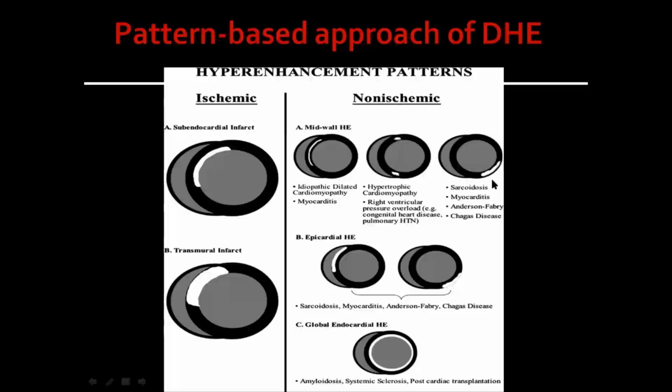In sarcoidosis and Fabry disease, we see in the basal inferolateral wall, there's subepicardial and mid-myocardial fibrosis. And sarcoidosis also has a predilection for the septum. And in patients with amyloidosis, we see that there's a global subendocardial enhancement.